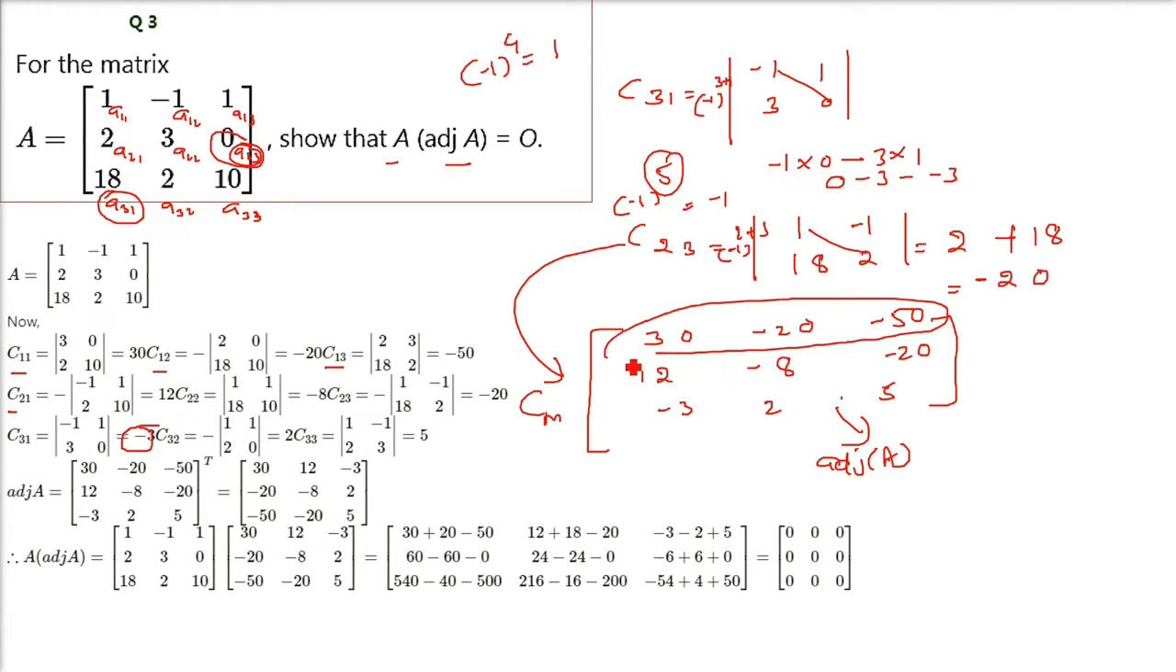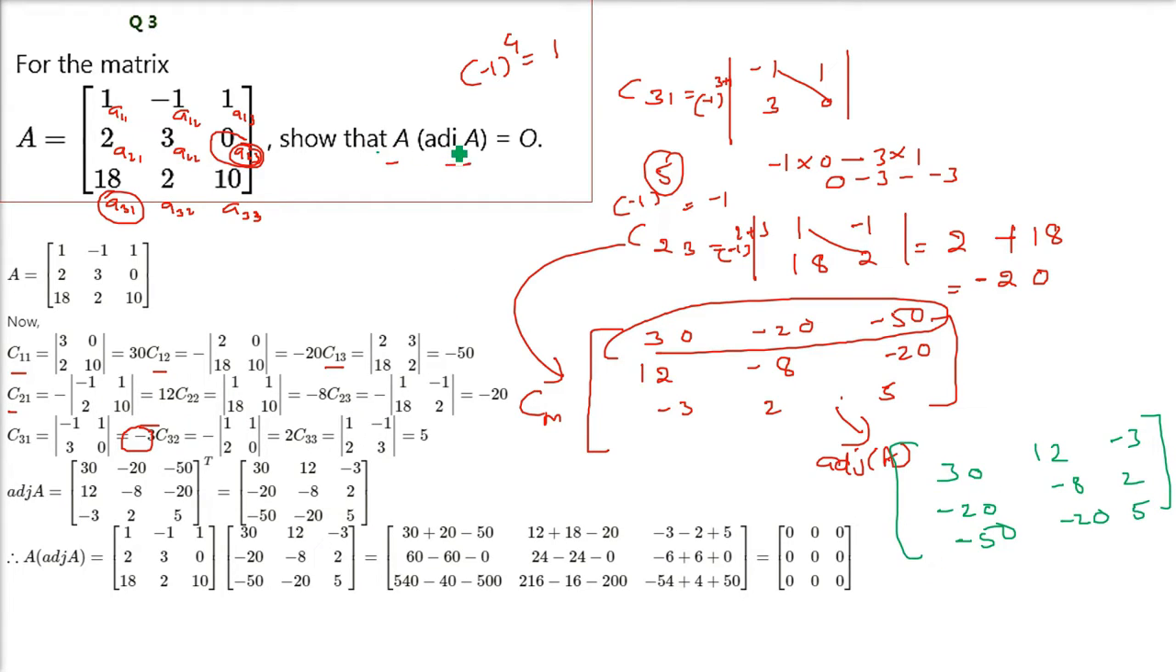So this 30, -20, -50, which is actually the row, is going to be the column. It will become the column. So I'm writing it here: 30, -20, -50, then we have 12, -8, -20, and -3, 2, and 5. So this is the adjoint.